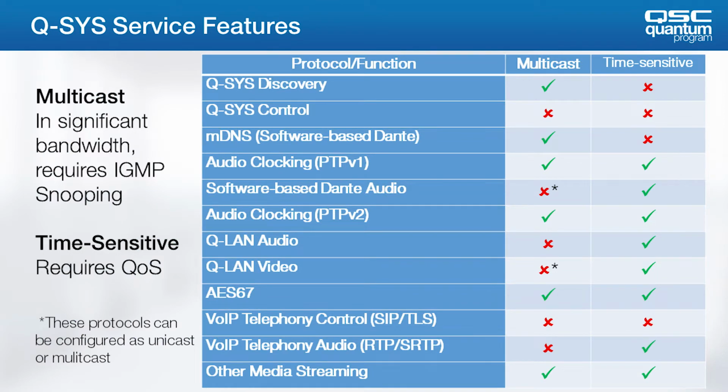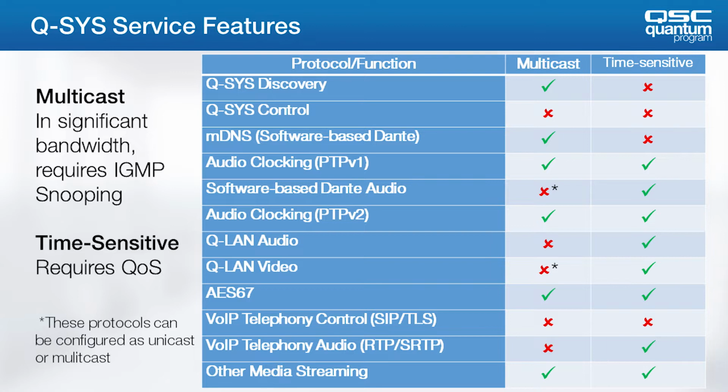As we discussed in the previous networking topic, certain types of services have different networking requirements. Multicast services require IGMP snooping and filtering and significant bandwidth. Time-sensitive services require packet prioritization through QoS. Q-SYS Discovery and the Precision Time protocols are multicast in nature, but they don't consume much bandwidth. IGMP snooping and filtering becomes necessary when real-time protocols like AES67 and multicast video are flowing on the network.